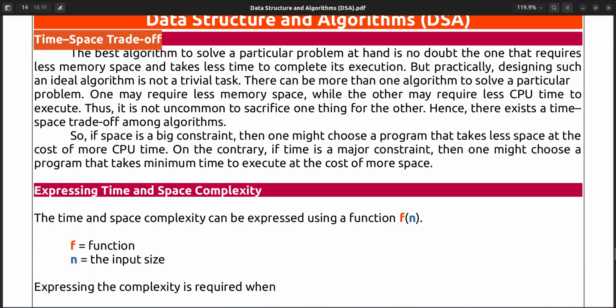Next one is expression of time and space complexity. How will we express the time and space complexity? The time and space complexity can be expressed using a function f(n). Now what is f(n)? F stands for a function. What is n? N is the input size. If you are giving 2 inputs, 3 inputs, however many input variables you are taking, that is called input size.